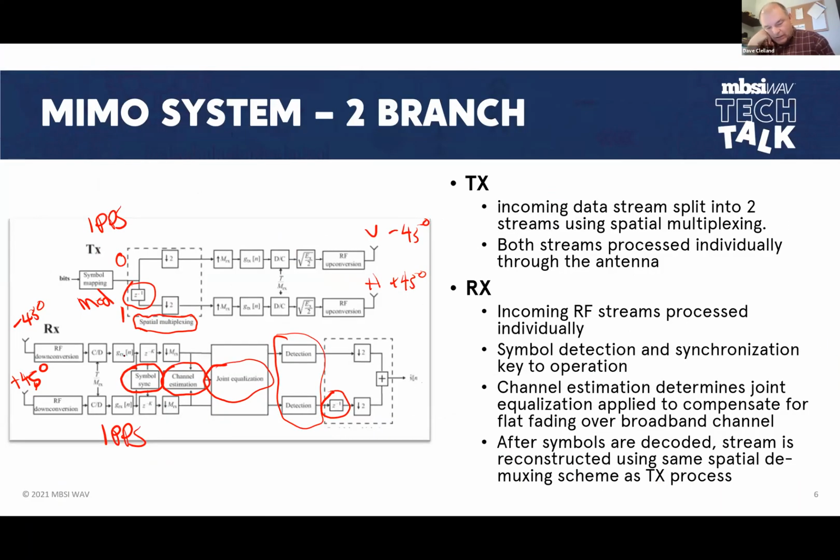So this receive chain needs to have the channel estimation from both streams in order for the equalization to work properly. The symbol sync needs to work. If the symbols were missing from my second stream, and I only had symbols from the first stream, the efficiency of my MIMO receiver is impaired.